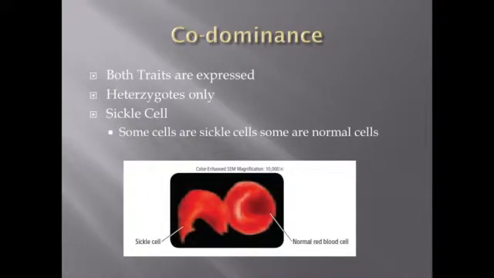The next one is called codominance. Now, for those of you who had sickle cell disease, a lot of you already figured this one out. Codominance is when both traits are expressed. Now, this only happens in heterozygotes as well. And what it means is that some of your cells will look like sickle cells, like right here, and some of them will be normal cells. So you'll have a combination of both traits. So codominance just means that both traits do show up in some way, and that you essentially get a combination of half and half with that trait.